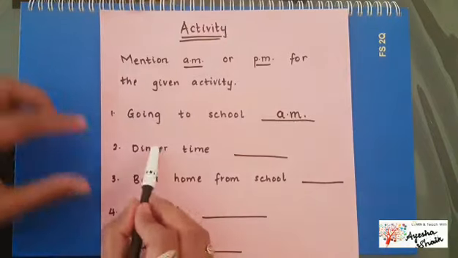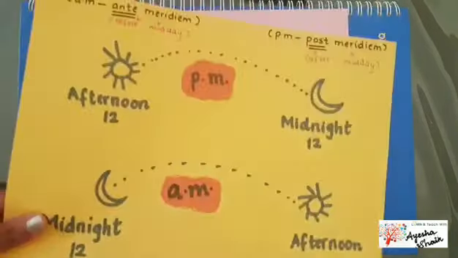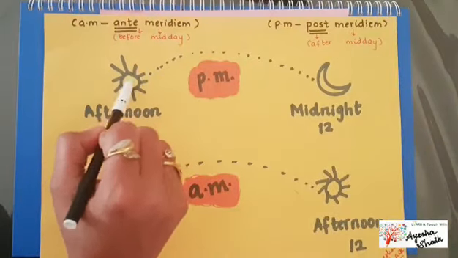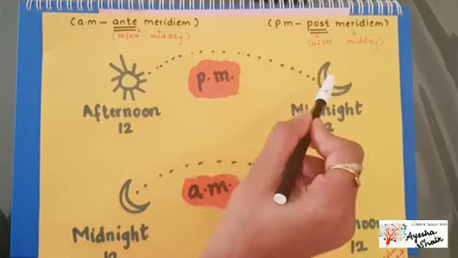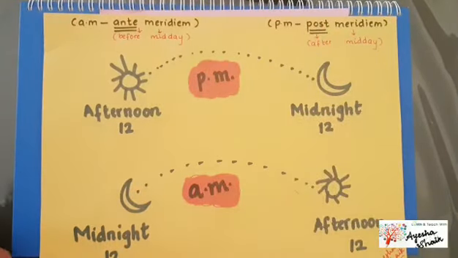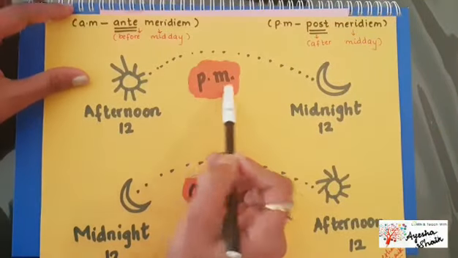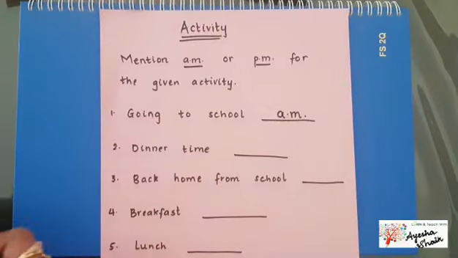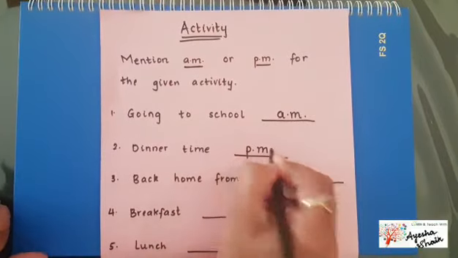All right, dinner time. When do we have our dinner? It's mostly in the night, yes? Is it AM or PM? Before midday or after midday? So first it's afternoon, then evening, and then night, right? So evening and then night. So is it before midday or after midday? For sure it's after midday. So it is PM. So I will say I have dinner at 8 PM.